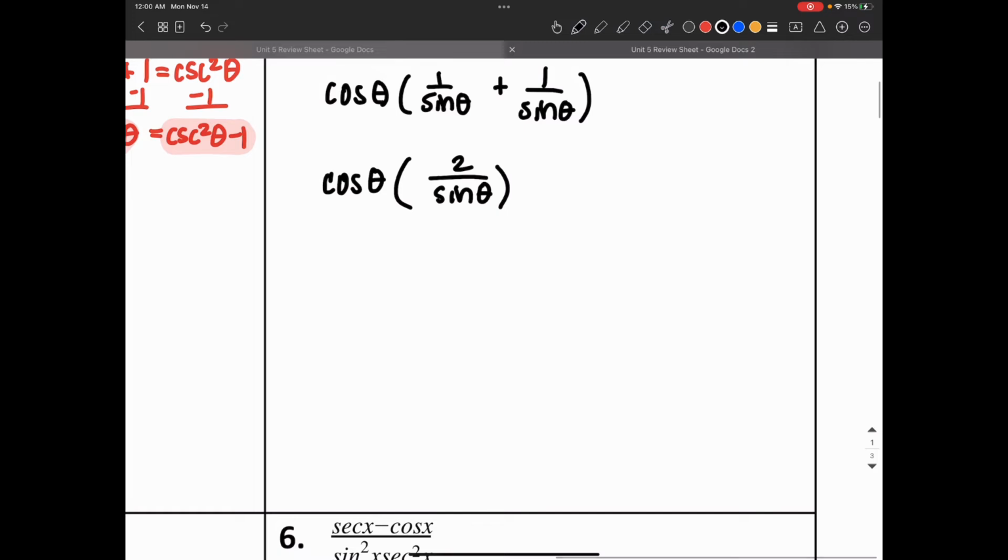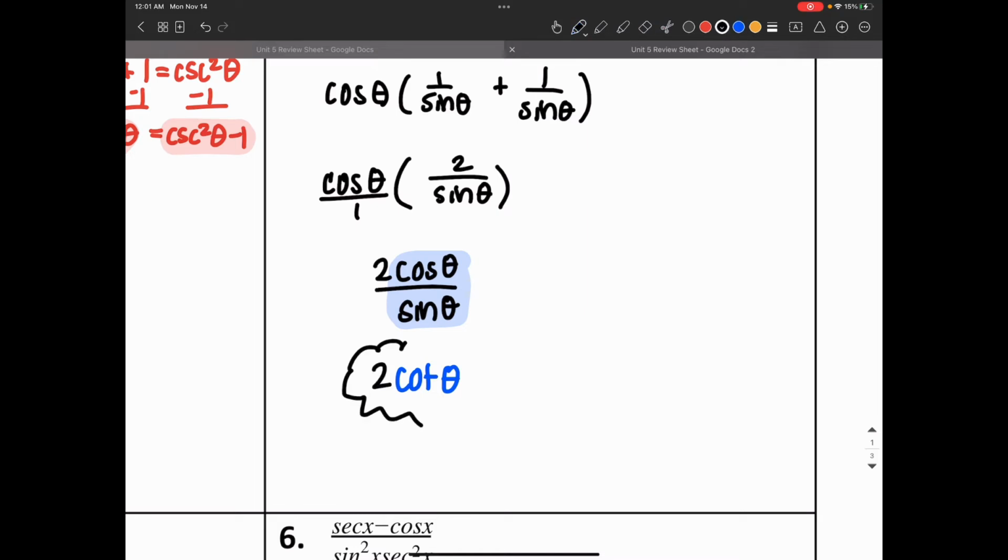And then now if I multiply through, so I have cosine of theta over 1 times 2 over sine of theta, I'll have 2 cosine of theta over sine of theta. And I know cosine of theta over sine of theta is going to be cotangent of theta. And then I have that times 2.